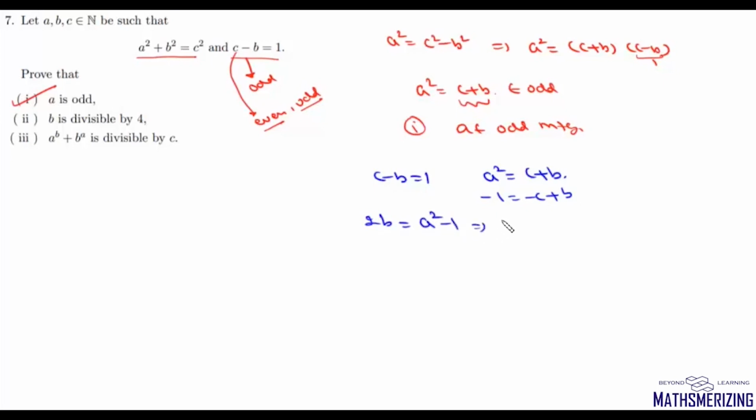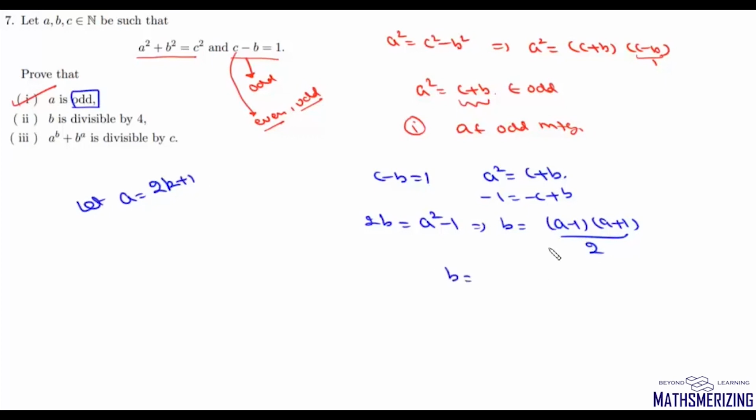We'll write this b as (a minus 1)(a plus 1) upon 2. Now in the first part, we have already proved that this a is an odd number. So let us say a is some 2k plus 1. So we'll take a as 2k plus 1.